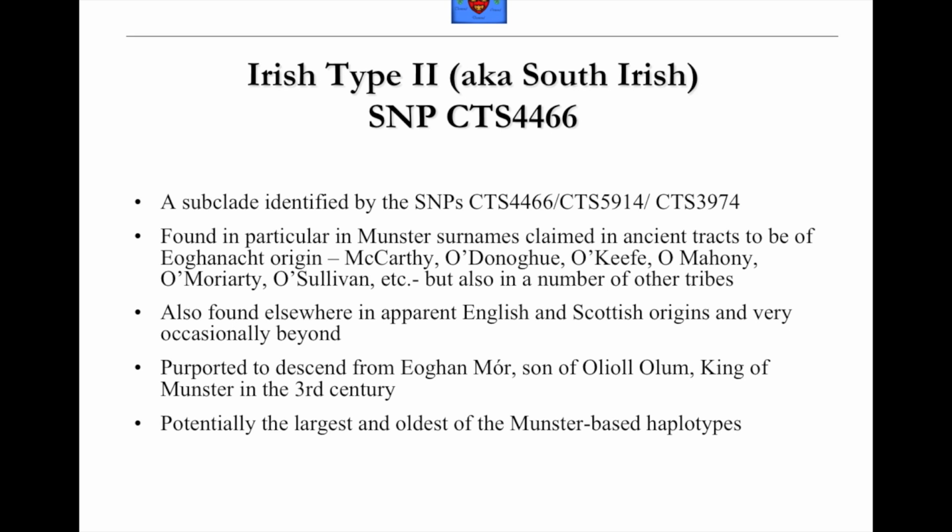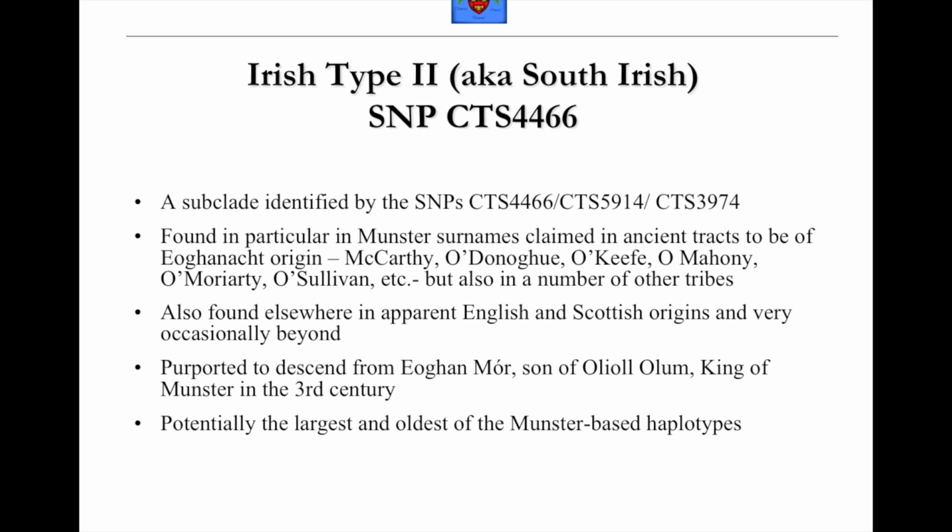They're found in Munster surnames claimed to be of Eoghanacht origins in the ancient genealogical tracts: McCarthy, O'Donoghue, O'Keefe, O'Mahony, O'Moriarty, O'Sullivan, and there are many others. Daly comes up, there's a lot of Dalys with this, McAuliffes and so on. We've also found them in English and Scottish names. We still have some more work to do identifying how that came to be.